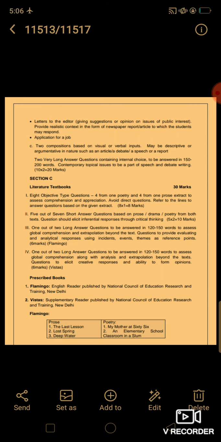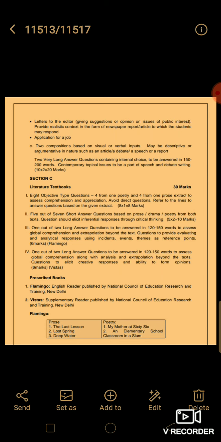Next will be in section B, that is C, or third question, or fifth question, 2 compositions based on visual or verbal input. And 2 compositions here may be article or debate or speech or report. So 2 very long answer questions, internal choice they will be having. You need to answer in 150 or 200 words.